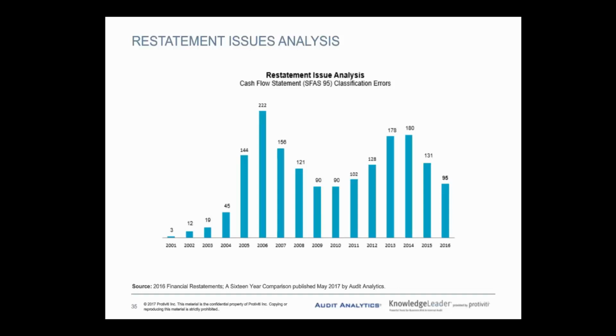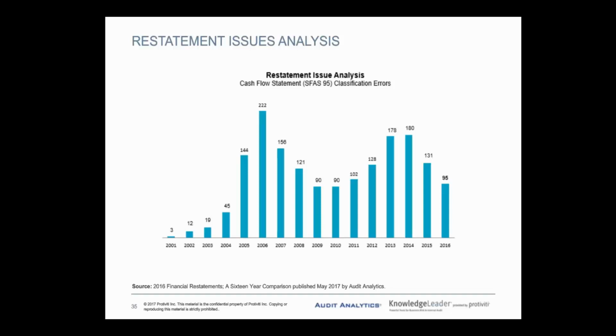And again, looking at the trend here, you remember where I previously said that it was only 0.5% of all restatements in 2001 that were cash flow related. It was only 3 restatements in 2001 that had that specific cash flow error. Again, it peaked out in 2006 with 222 restatements being related to cash flow. There's been some valley since then.